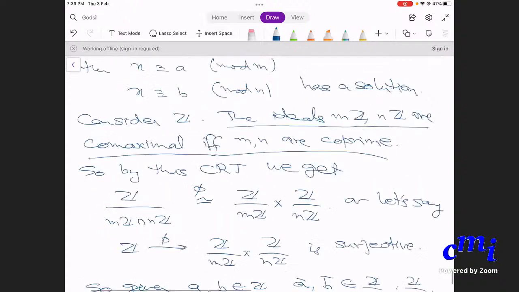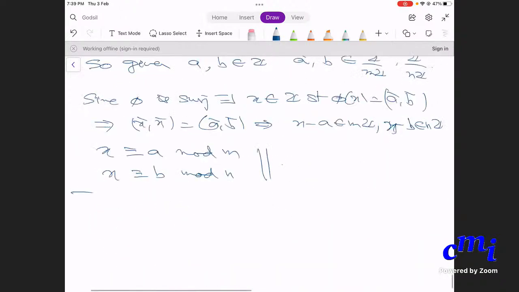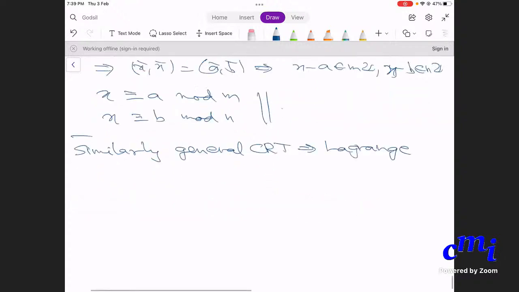Also, so this is one thing. Then the other thing is, similarly, okay, it's not quite similarly. Okay, let me do it. So similarly, the general CRT implies Lagrange interpolation. For this, we need to do a little bit more work.